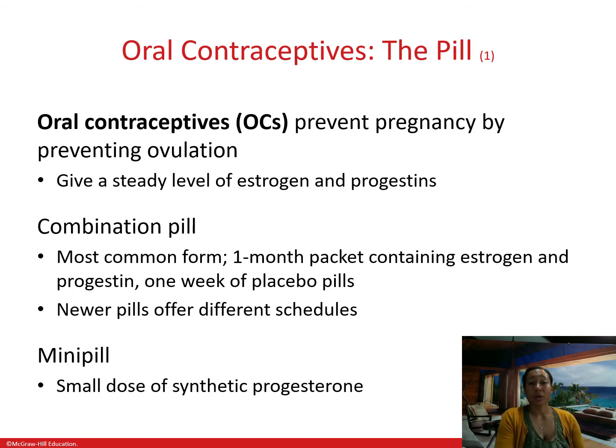Right? Oral contraceptives, or OCs, prevent pregnancy by preventing ovulation. I'm not saying that you absolutely won't ovulate, but that's the goal, is to change up your hormones, your estrogen and progestins, and to prevent an egg from being released. Keep in mind, again, that an egg could still be released, and that's why some females will get pregnant even though they're on birth control.